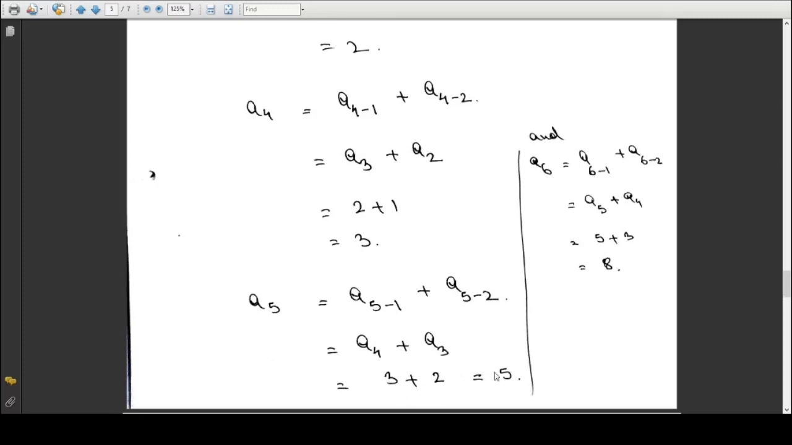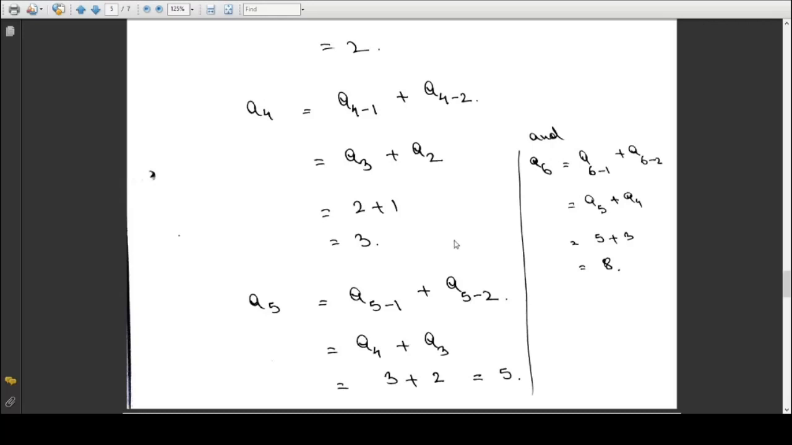3 plus 2 is 5, and the last, a6, is a(6 minus 1) plus a(6 minus 2). 6 minus 1 is 5, and 6 minus 2 is 4. Now the fifth term plus the fourth term. The fifth term is 5, the fourth term is 3, 5 plus 3 gives us 8.